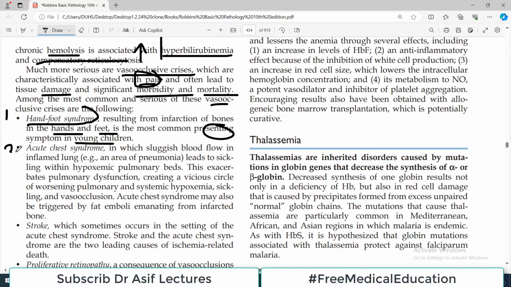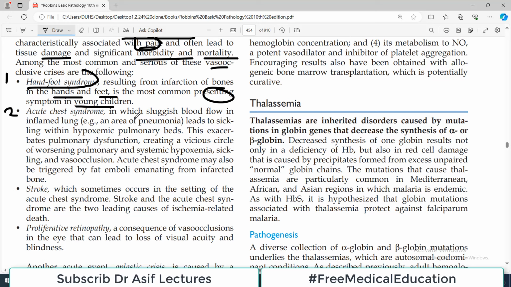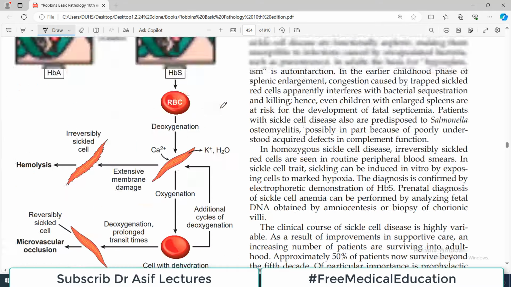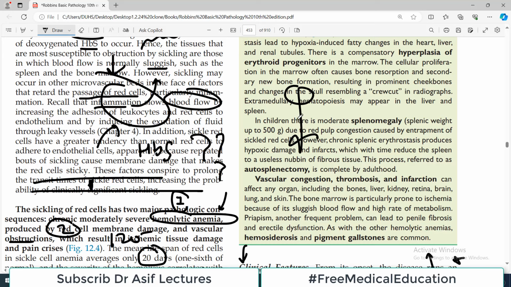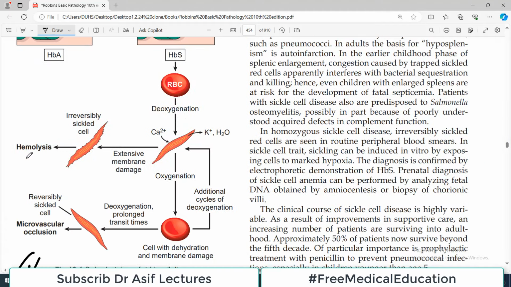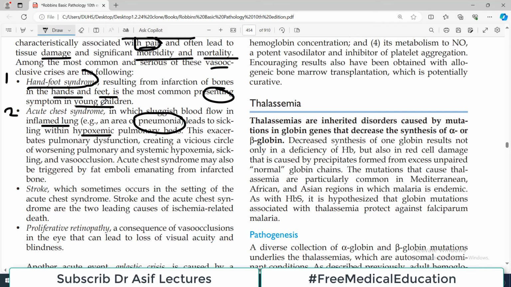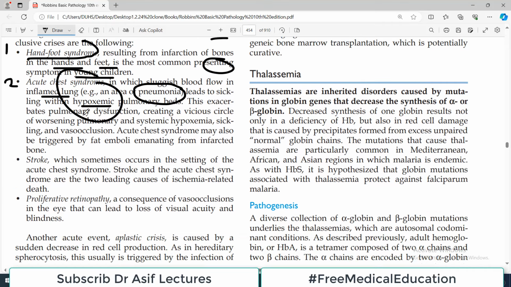The second one is acute chest syndrome, and in this syndrome, sluggish blood flow in inflamed lung leads to sickling within hypoxemic pulmonary bed. So see what's happening, okay, the patient has a pneumonia, and I told you that if a person has inflammation, the blood supply will be disturbed because there is slowing of the blood flow, and whenever there is slowing of the blood flow, there are chances that sickling will happen. So post pneumonia, acute chest syndrome.